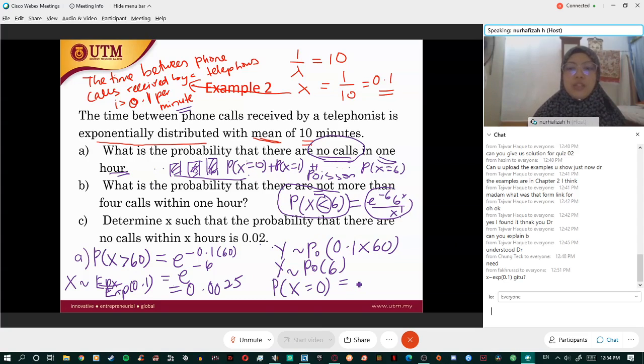Back again to this example, P(X = 0) is equal to e to the power of negative 6, times 6 to the power of 0, divided by 0 factorial, and you will still get the same answer as in A. Understand?